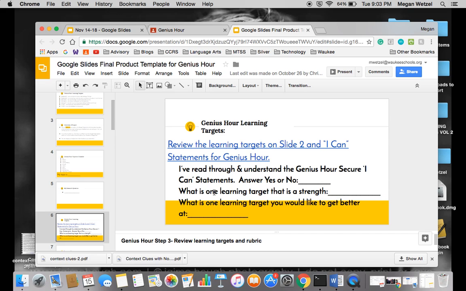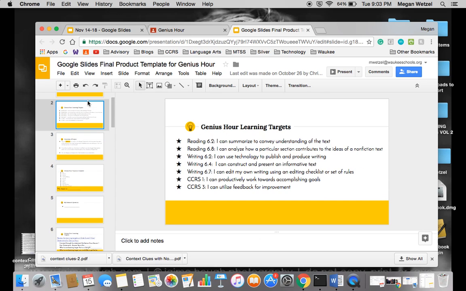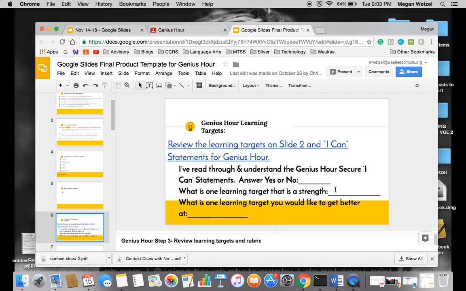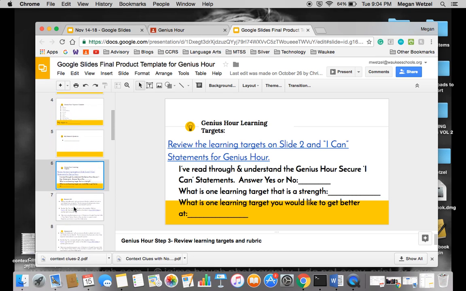Think about one learning target that's a strength and write it here. So you could put, maybe a strength is reading 6.2. So you could write R for reading 6.2. What is one learning target that you would like to get better at? And then choose one that you think you want to work on. So that is your step 3, reviewing the learning targets and the rubric.